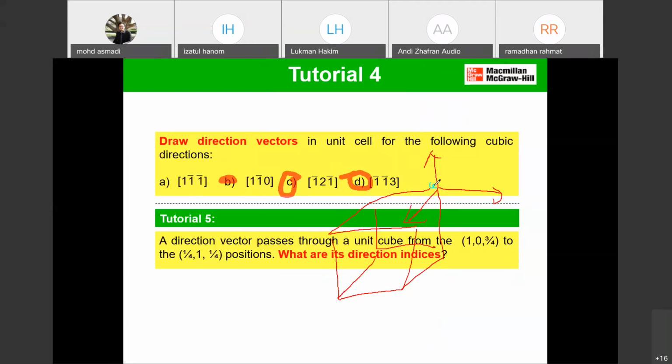So you define this one as origin. So it's towards this direction. Okay. So this is 1, 1, 1 for A. How about B, C as well as D?